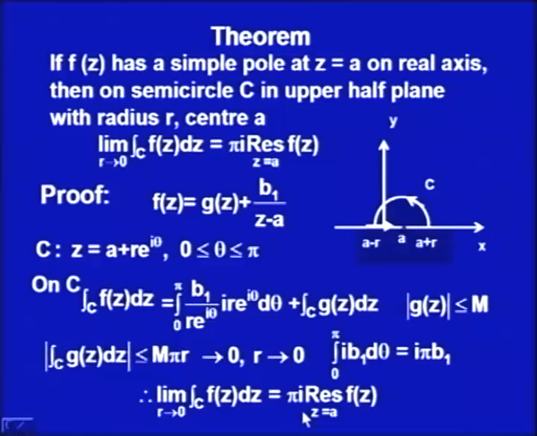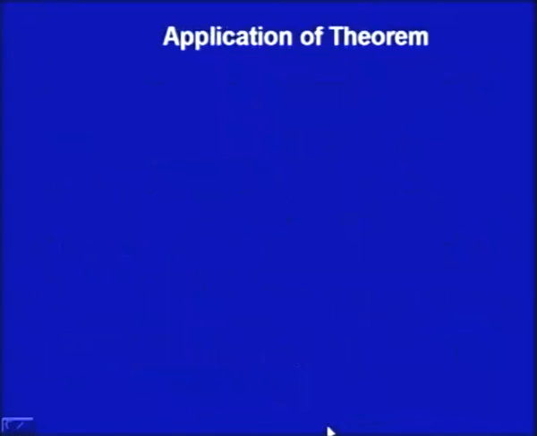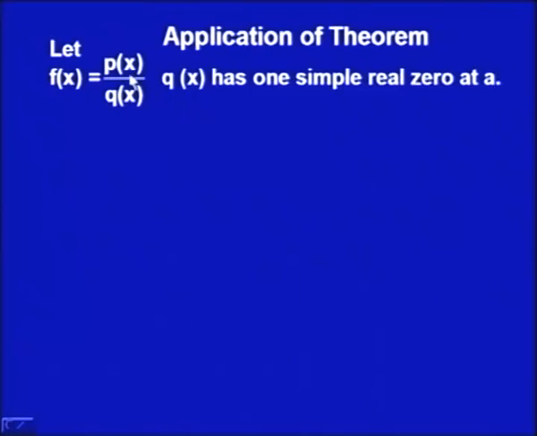Now, we see that we can use this result in evaluating our improper integrals where we have a pole on the contour. So, let us see how we are going to apply this theorem. Application of this theorem: let f(x) be of the form p(x) upon q(x), where p(x) and q(x) both are polynomials.